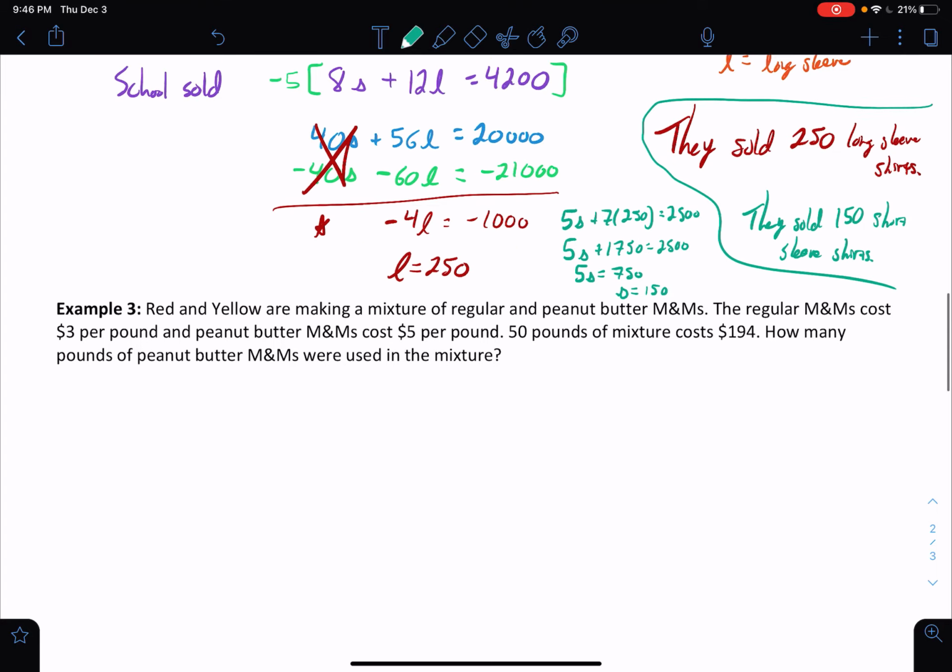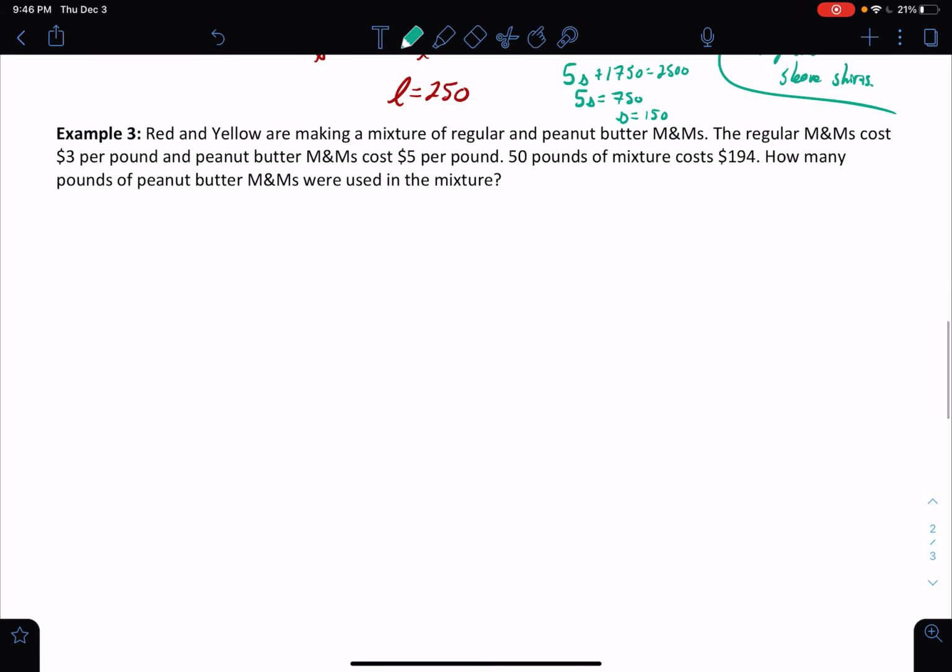One more example. A company, Red and Yellow, are making a mixture of regular and peanut butter M&Ms. Sounds good. The regular M&Ms cost $3 per pound. Peanut butter M&Ms cost $5 per pound. 50 pounds of mixture costs $194. How many pounds of peanut butter M&Ms were used in the mixture?